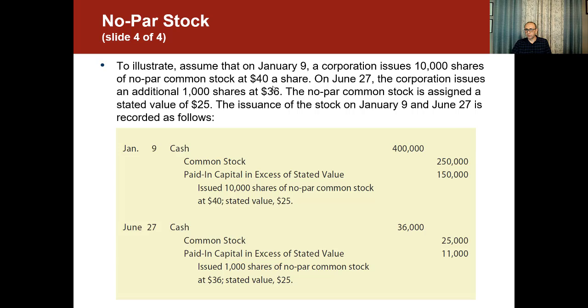And we know that it was sold for 40, so we have $15 extra, which is the difference between 25 and 40. So $15 multiplied by the 10,000 shares, that's $150,000. We add them together, and that's going to be the amount of cash we received. For the next transaction, we record common stock again based on the $25, but it's only 1,000 shares, so 25 multiplied by 1,000, that's $25,000. And then we sold it for 36, so we have $11 difference. So that's the paid in capital in excess of the stated value. 11 multiplied by 1,000, that's $11,000. We add these 25 and 11, and then the total is $36,000.